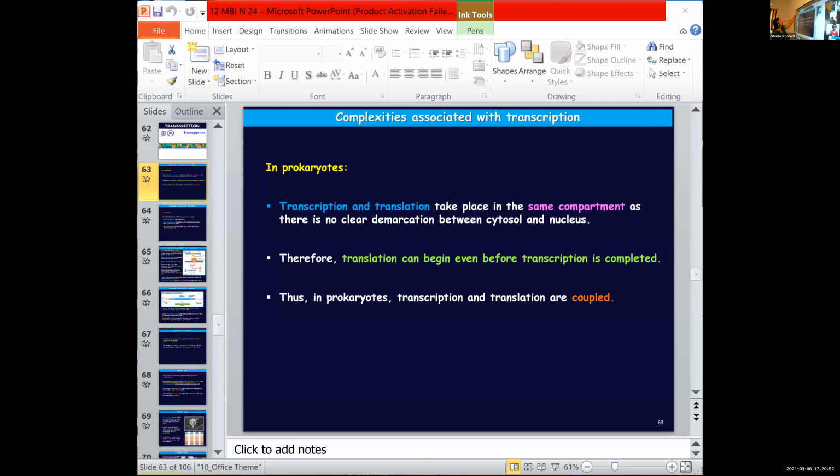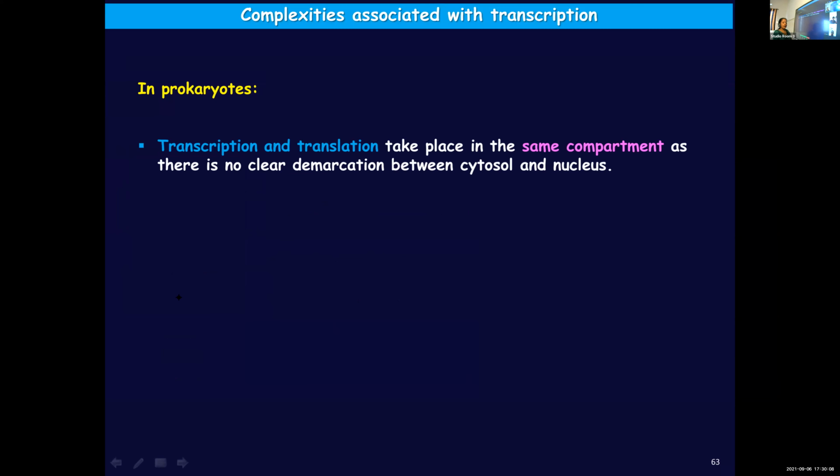In prokaryotes, transcription and translation. Translation we haven't learned; we are going to learn about it. But transcription, you know. Transcription means, Anna, what is transcription?